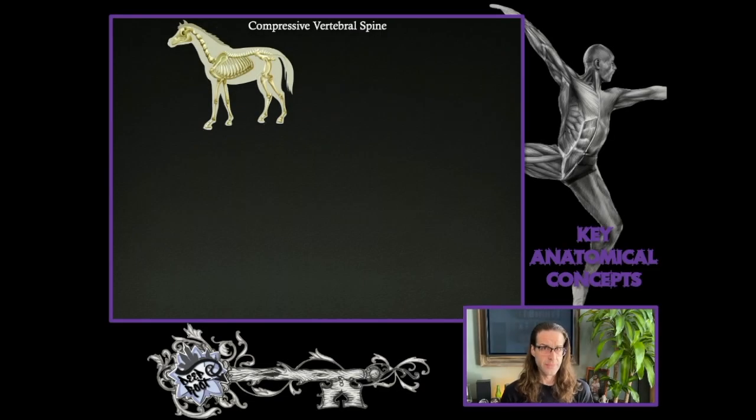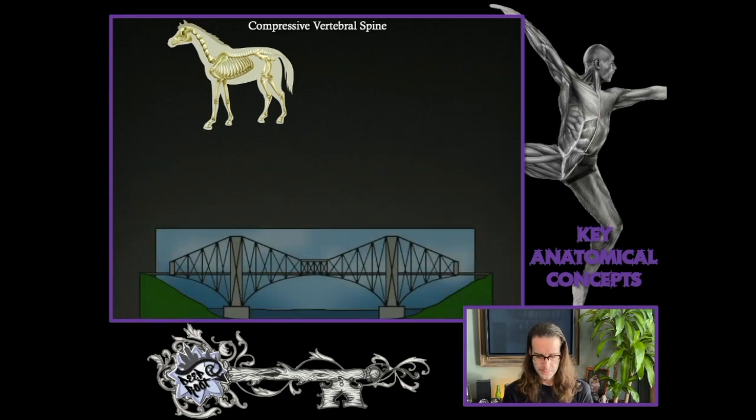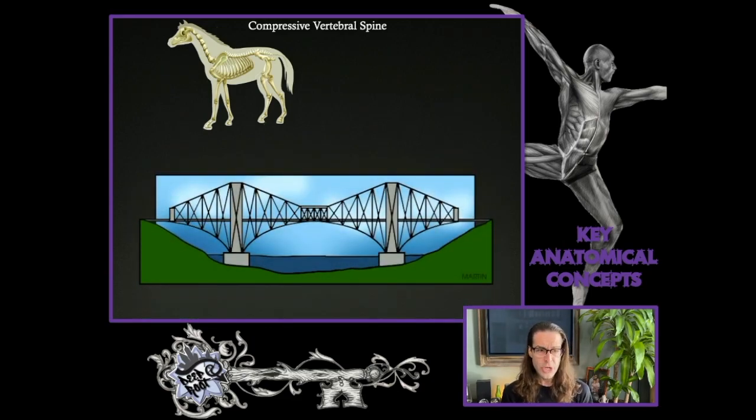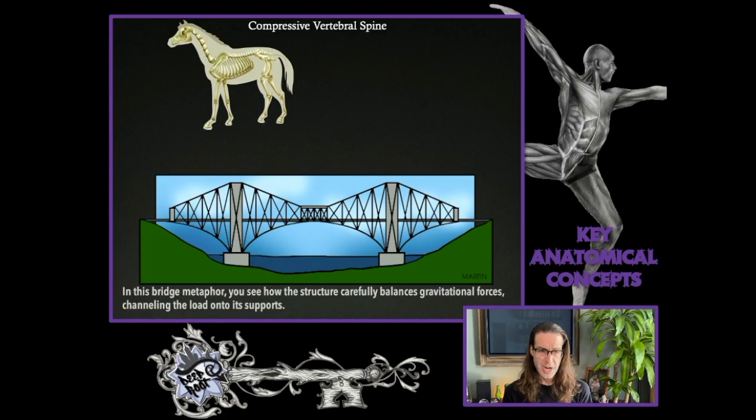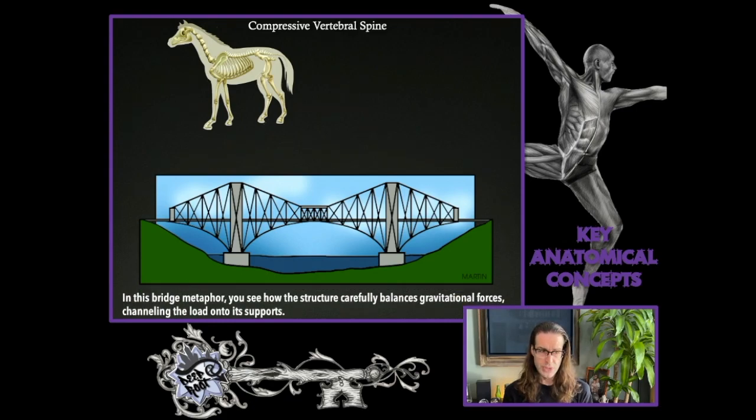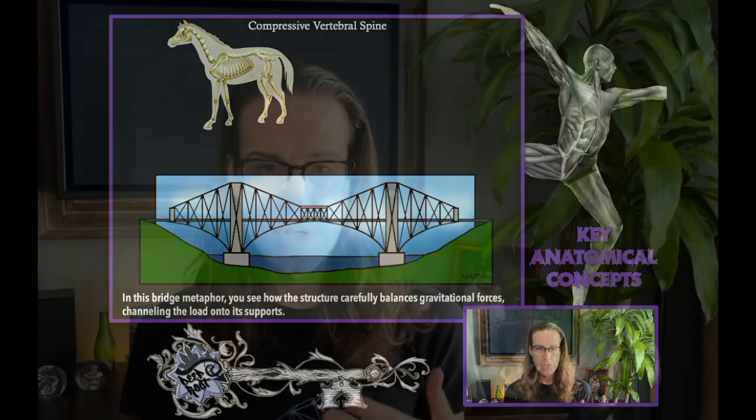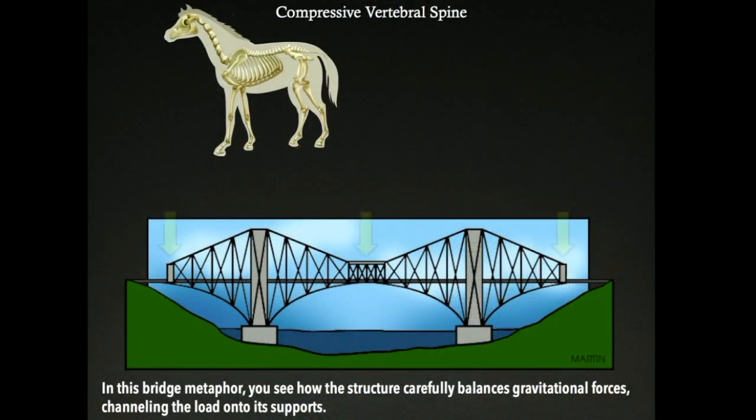A metaphor for that is the physics involved in bridges. In this bridge metaphor, you see how the structure carefully balances gravitational forces, channeling the load onto its supports. So we've got four things happening here in the bridge model. Compression forces push down on the bridge's deck.